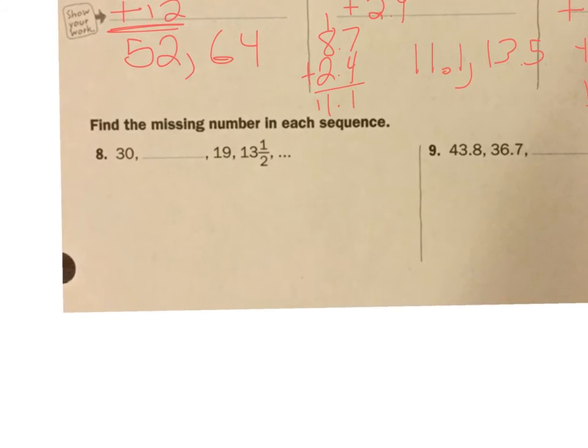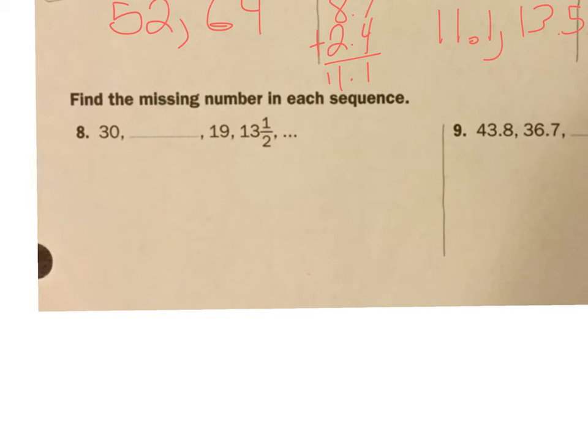Okay, number 8 says, just find the missing number in each sequence. So, there's going to be a little guess and check here. I know that 30 to something to 19, it's getting smaller. So I'm subtracting something, because then 19 to 13 is subtracting 2. Now, I don't know what this is, but I do know I could figure out what 19 minus something will get me to 13. So I'm going to actually do that.